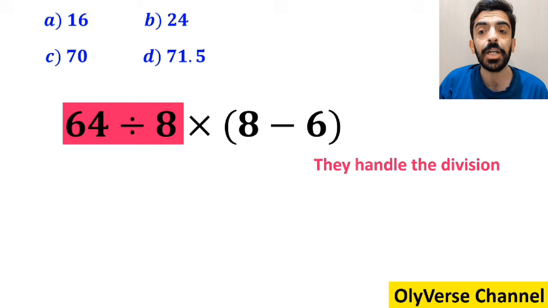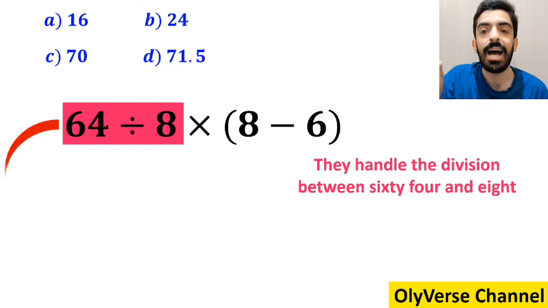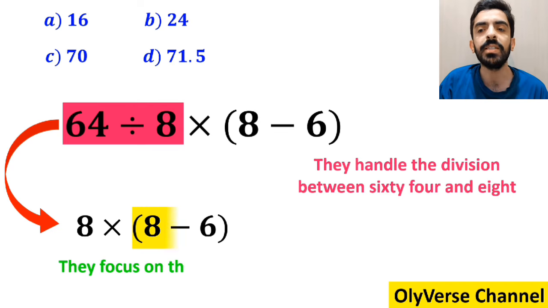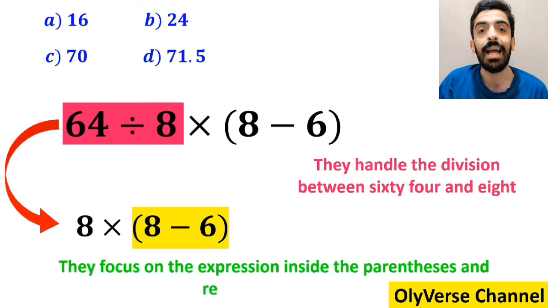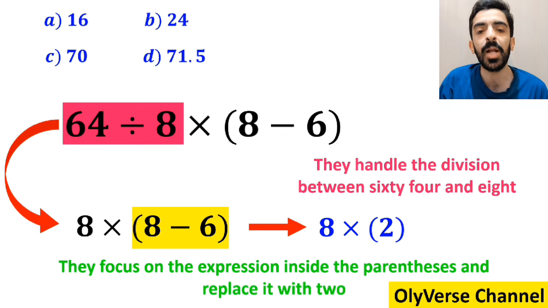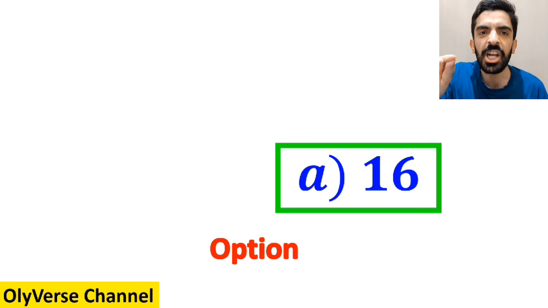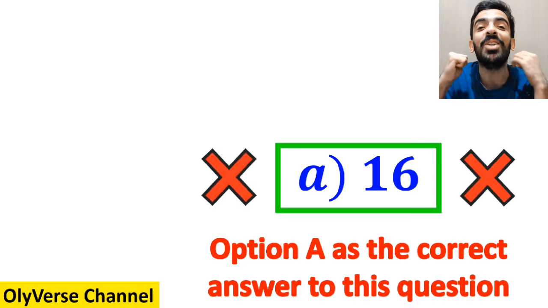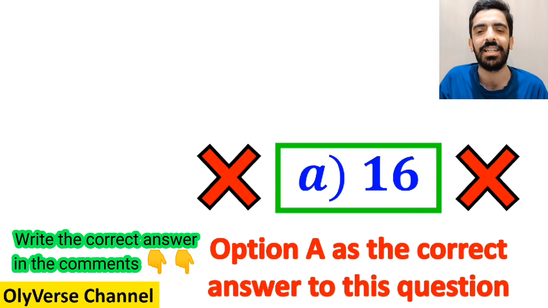Then they handle the division between 64 and 8 and replace this expression with 8 multiplied by 8 minus 6 inside the parentheses. And the final step, they focus on the expression inside the parentheses and replace it with 2. So this expression becomes 8 multiplied by 2, which equals 16. Then they quickly look at the options and choose option A as the correct answer to this question. But I have to say, we were tricked and it's not the correct answer to this question.